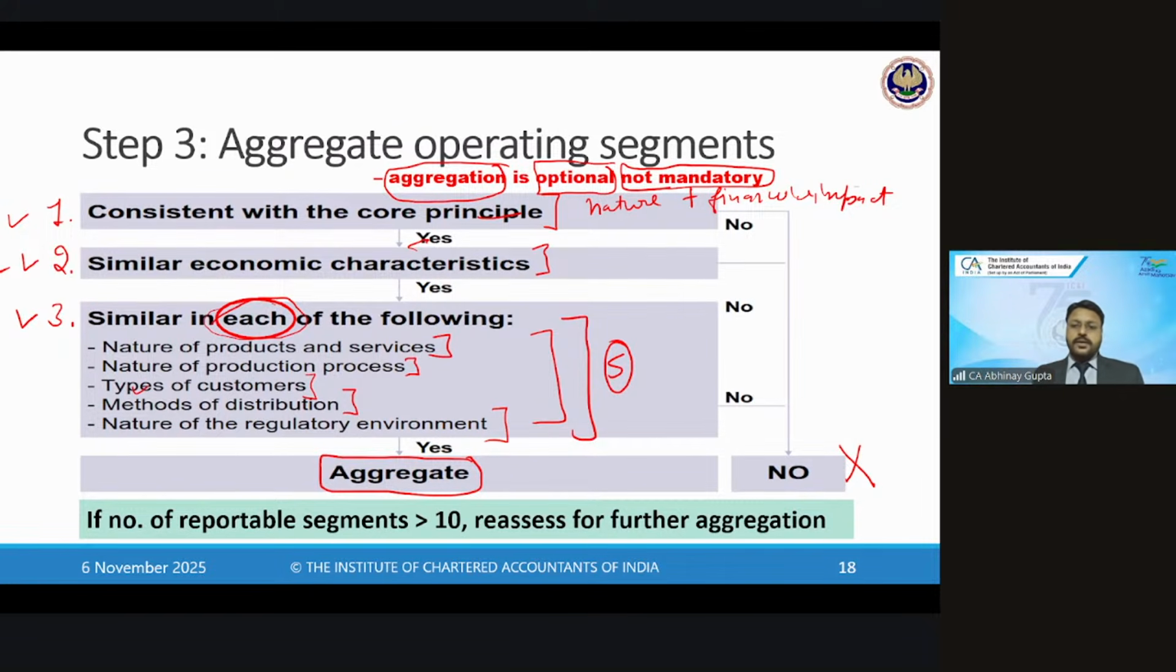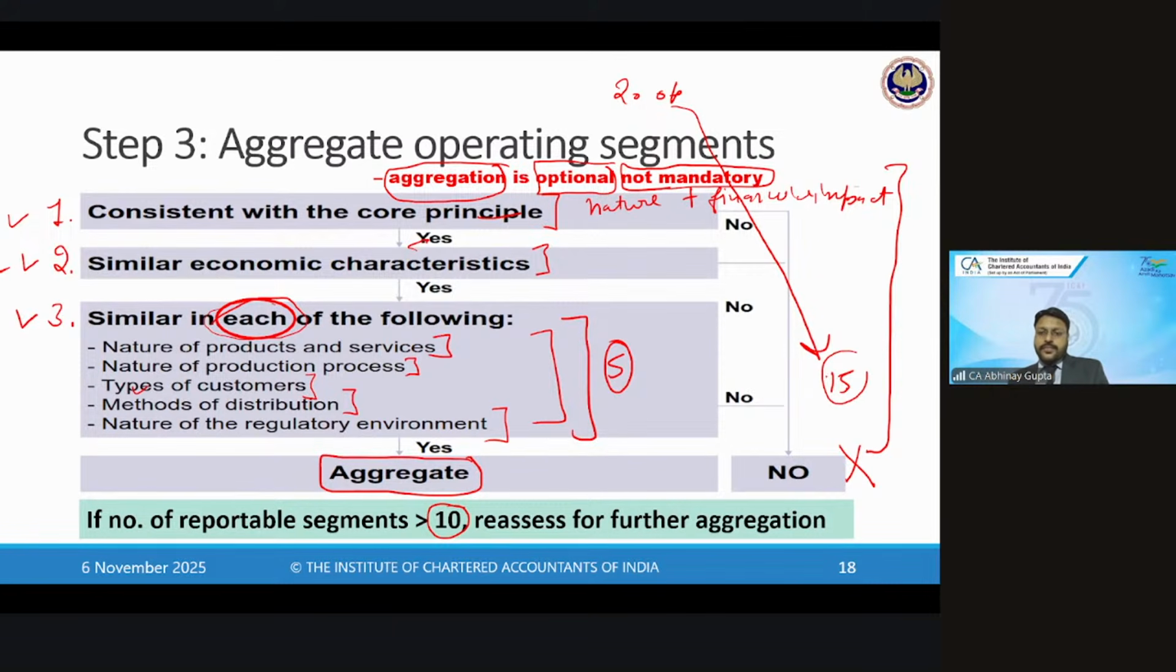in order to aggregate. And after doing all this exercise, suppose we started with 20 operating segments, right? Now, after running this exercise, we reduced 20 operating segments to say 15. Now, 15 is still greater than 10, yes or no? Yes, sir. Then again, on this 15, we will run this test. And suppose if we are able to reduce it to say 12, then again it is greater than 10. Then again we will run this test, right?